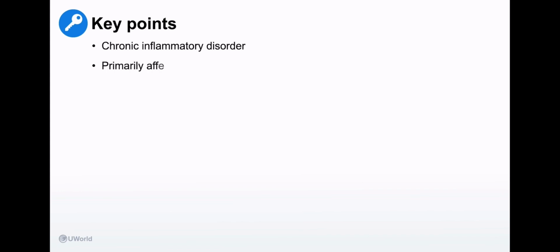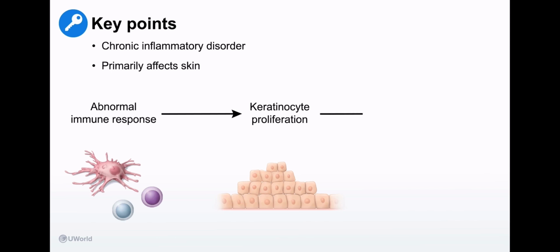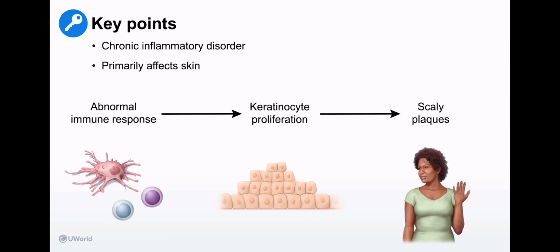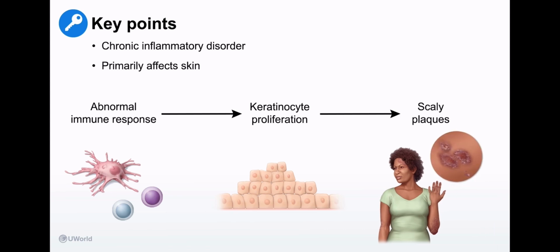To sum up, here are the key points to remember. Psoriasis is a chronic inflammatory disorder that primarily affects the skin. It's caused by an abnormal immune response that leads to proliferation of epidermal keratinocytes, resulting in characteristic thick, scaly plaques. The plaques are typically located in areas exposed to repeated trauma and friction, like the extensor surfaces of the elbows and knees, and removing the overlying scales can cause pinpoint bleeding.